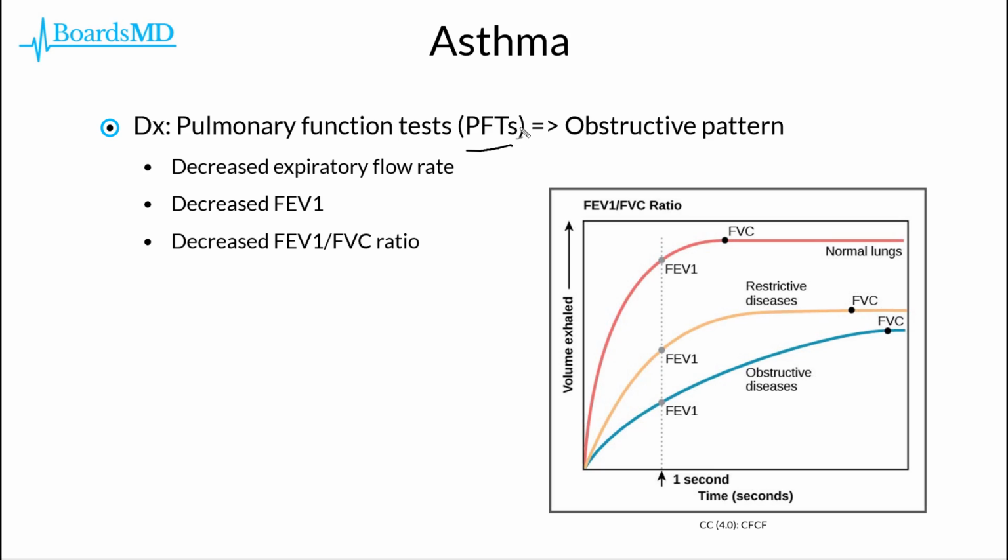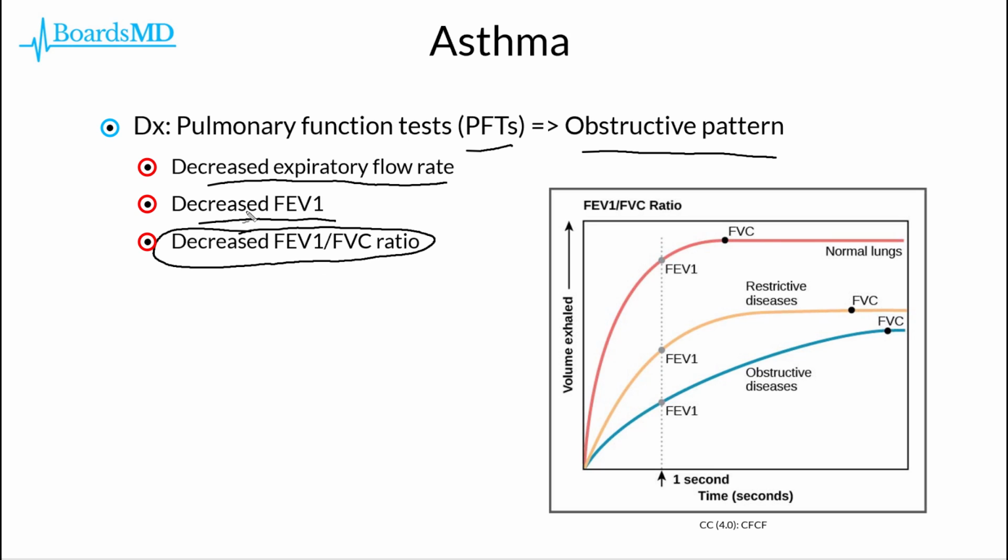Consistent with the fact that asthma is an obstructive lung disease, when we perform pulmonary function tests, or PFTs, our asthmatic patients are going to have an obstructive pattern, namely that they will have a decrease in their expiratory flow rate, a decrease in their FEV1, and the FEV1 decrease will be more pronounced than the decrease in their forced vital capacity, or FVC, thus resulting in a decreased FEV1 to FVC ratio.